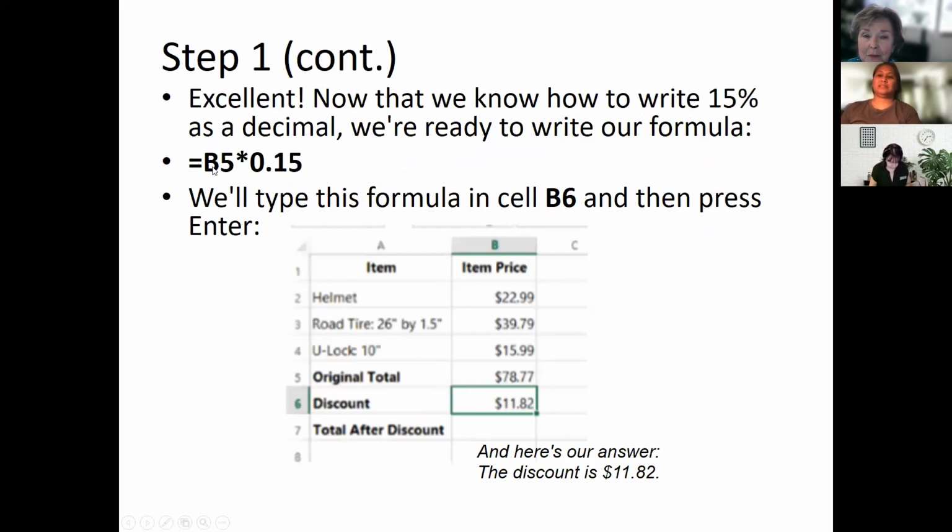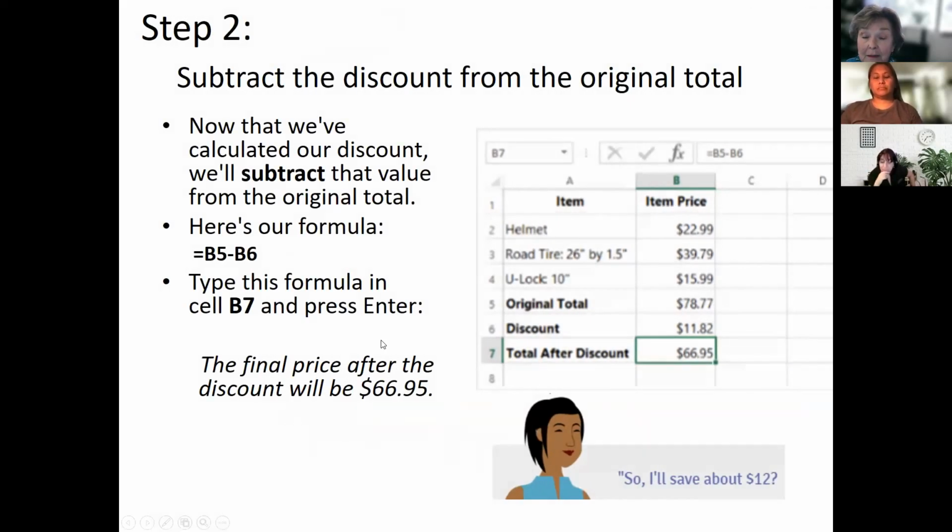So you would multiply the discount by 0.15 if you're using a decimal. And so here's your discount. And it's 11.82. Then you can subtract 11.82 from your original total and you get your total after the discount. And so you're going to save about $12.